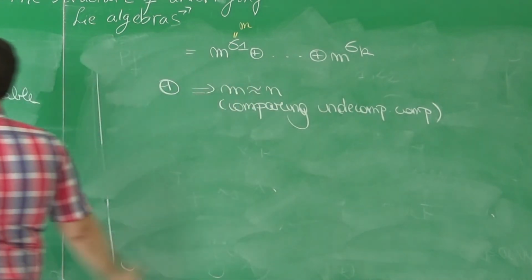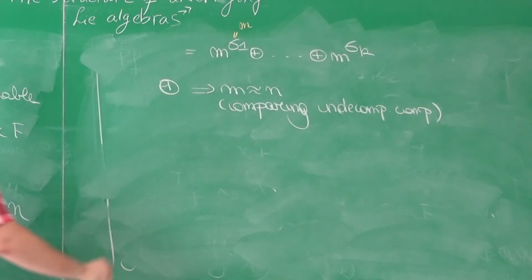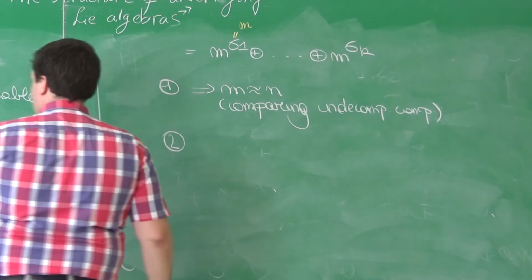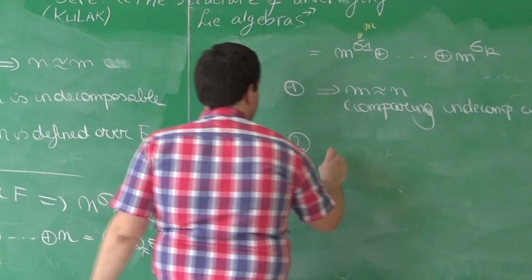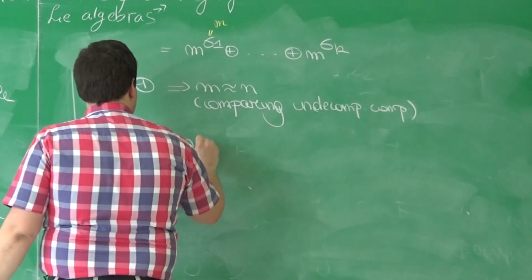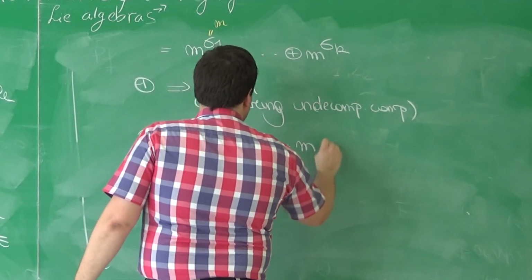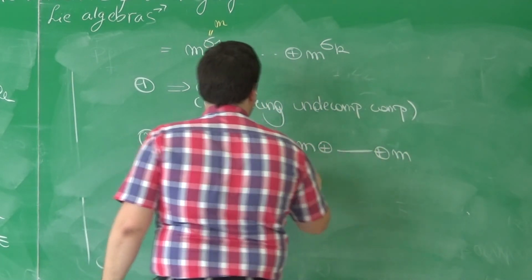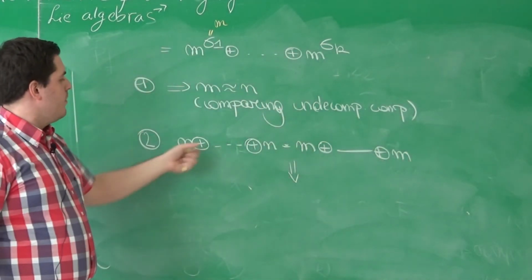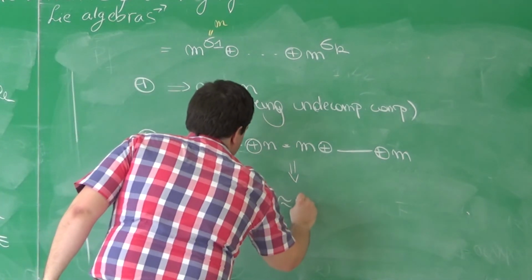I mean, you have two sums. This is indecomposable, meaning it must appear somewhere over here. In the second case, m is defined over f, so you have k times the same Lie algebra here. So we have n plus ... is equal to the same sum of m's. And again, by comparing the indecomposable components, you can show that m must be isomorphic to n.